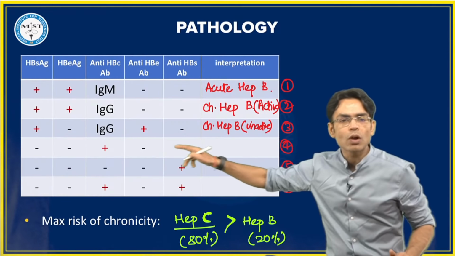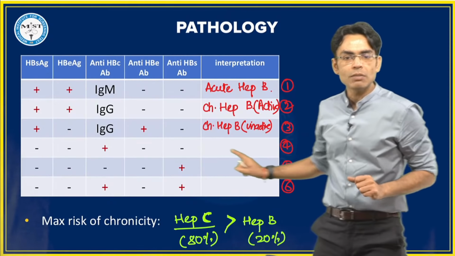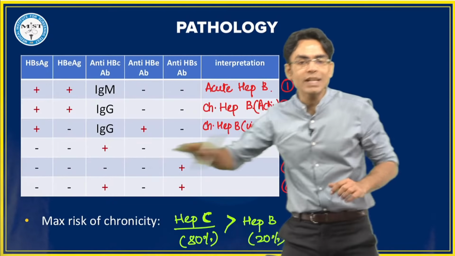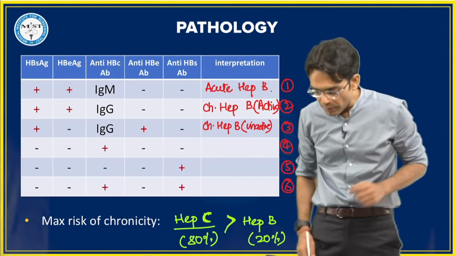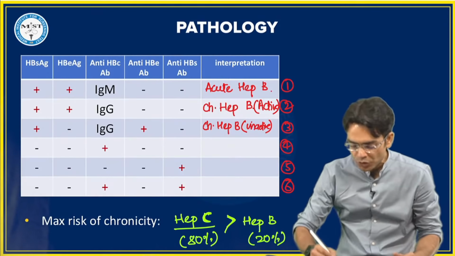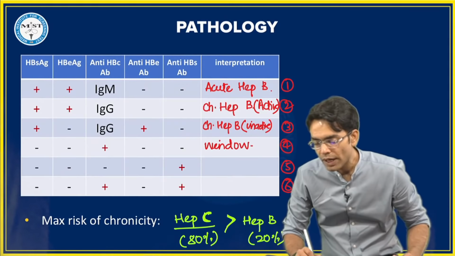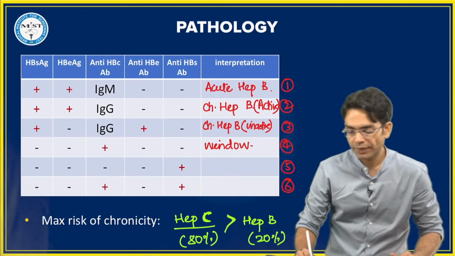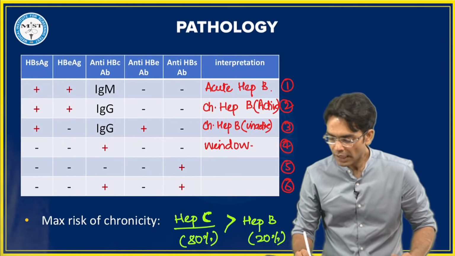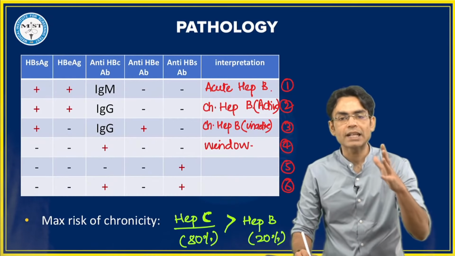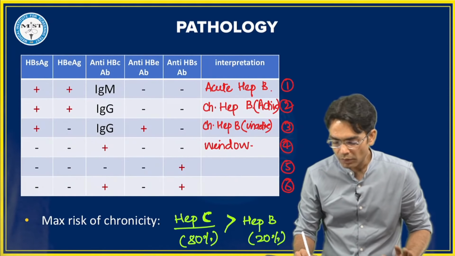In this, you are only getting a core antibody, that's it. Patient number 4, only core antibody, nothing else. No antigen, no other antibody, only core antibody. Tell me quickly. Hema, you are absolutely right. This is your window period. HBe antigen positive means active, absolutely. Shanti, you are right. Very good.